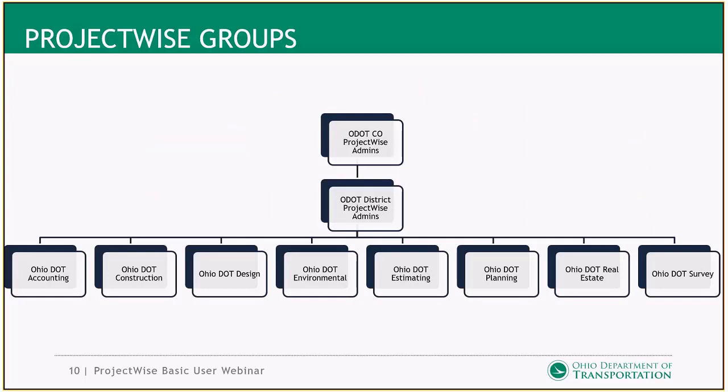So how we manage our groups is very similar to the folder structure you saw. Kyle and I and Jack Kersetter, who's not here at the moment, are ProjectWise Central Office admins, and then each district is going to have a ProjectWise admin. And their job is to add you into the correct group. So when you log into ProjectWise for the first time, we need to add you to a group to give you the permissions needed to do your daily tasks. So for example, you saw a planning folder, so if you need to be part of the Ohio DOT planning group, that will give you the right access to the planning folder.